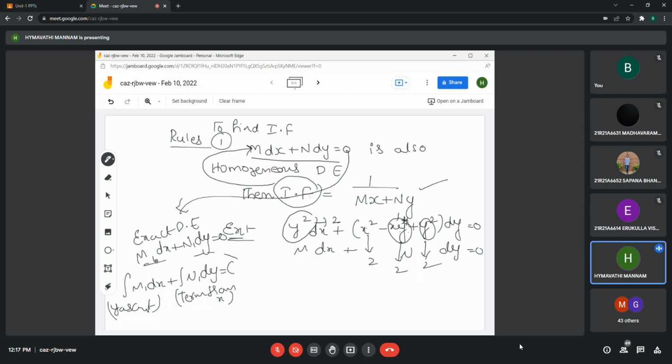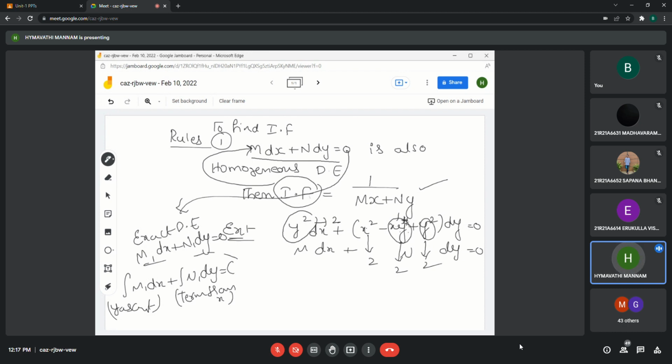So first check whether the given differential equation is exact or non-exact. If it is non-exact, you just find an integrating factor. Multiply that integrating factor to the given differential equation, so that the differential equation reduces to an exact differential equation. After that, the formula for the general solution is integral m1 dx plus integral n1 dy is equal to c. This is the formula for finding a solution of a non-exact differential equation.